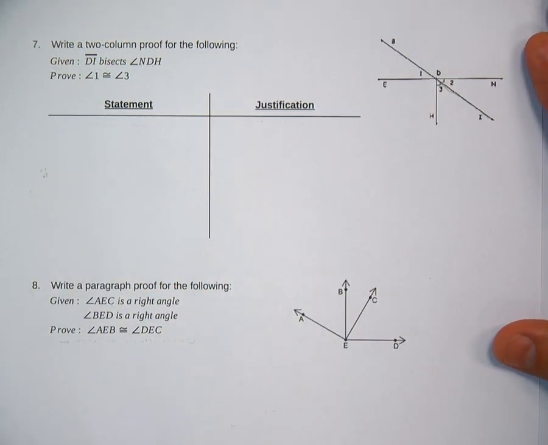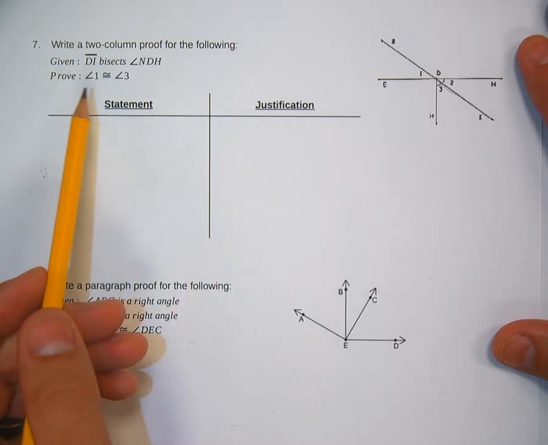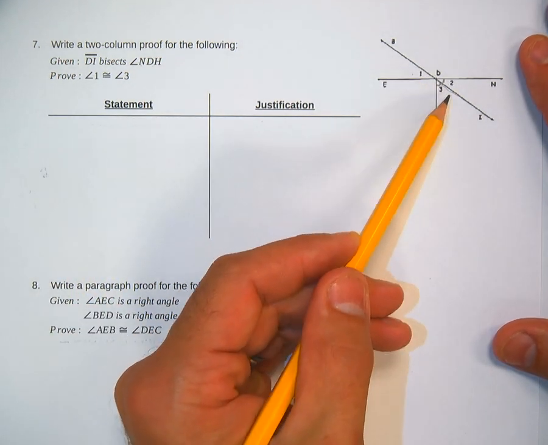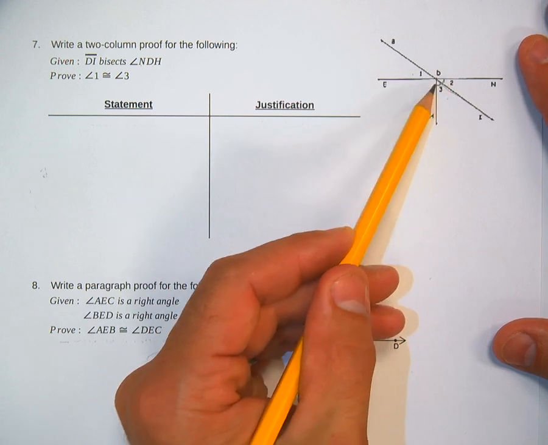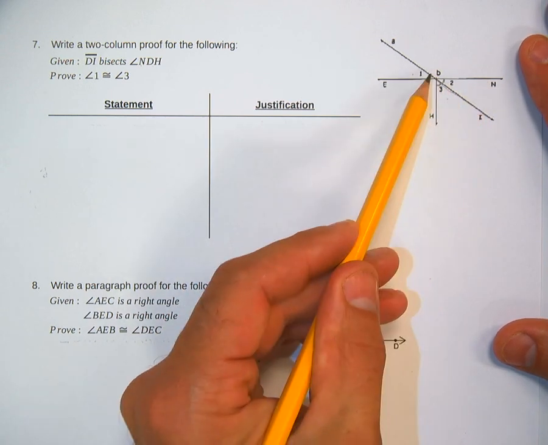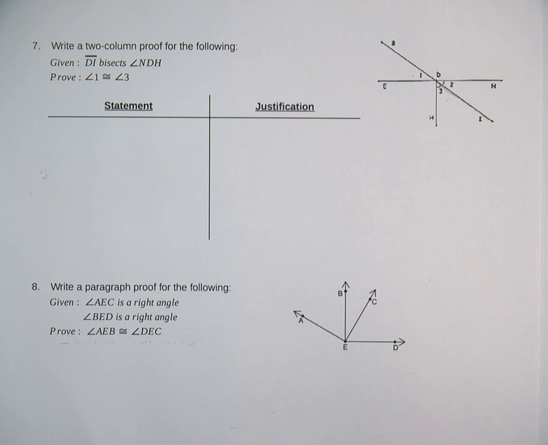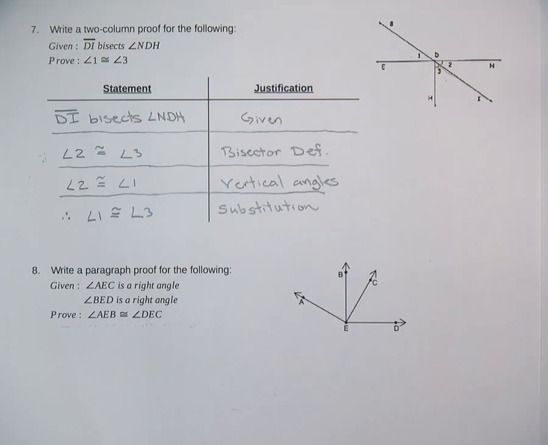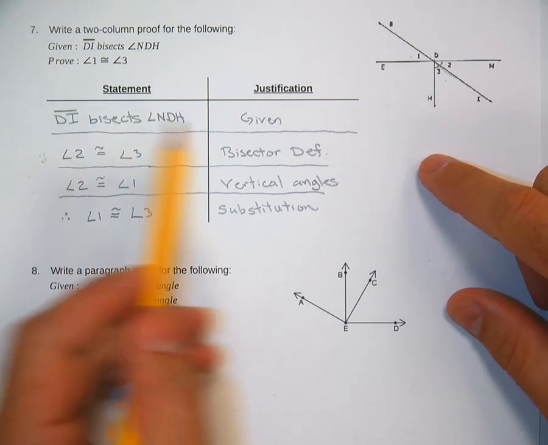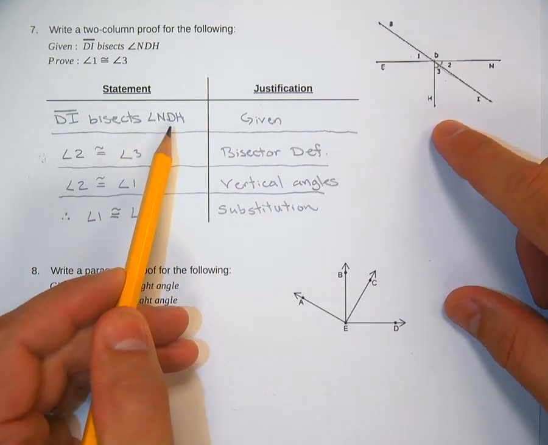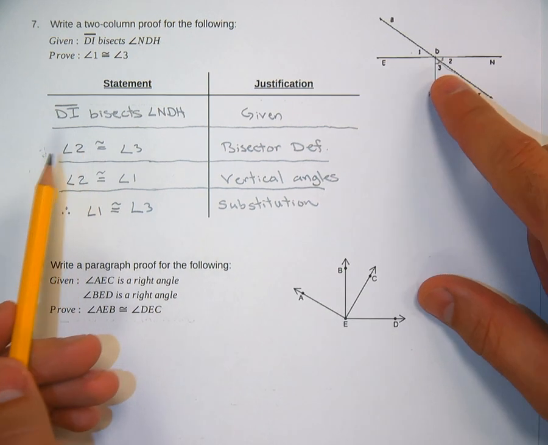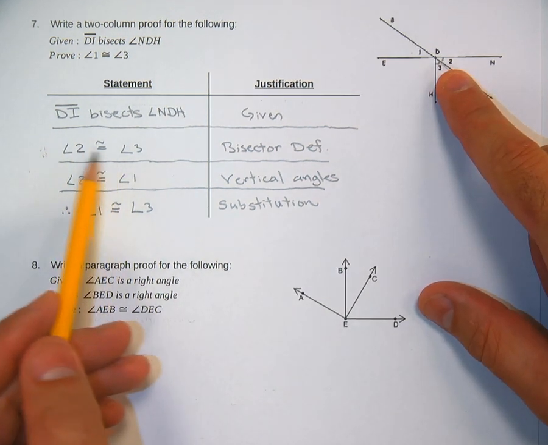So go ahead and pause again and see if you can figure out how to prove that angle 1 equals angle 3, just knowing that DI bisects angle NDH right here. All right, so this one was a pretty short proof. However, it required a bit of clever thinking or to notice something here. So starting out right away, we were given that DI bisects NDH. So like we talked about, that means that angle 2 and angle 3 are equal, or they're congruent.